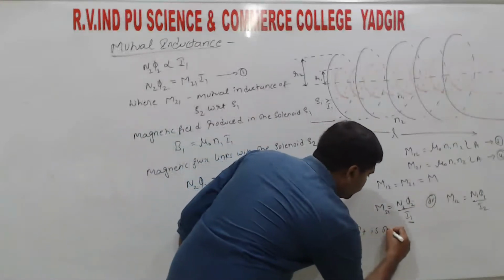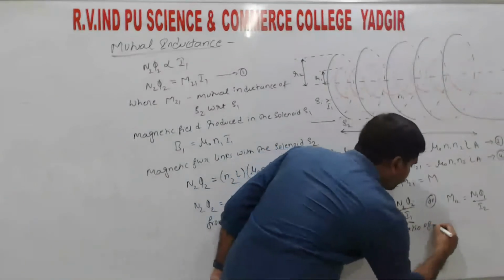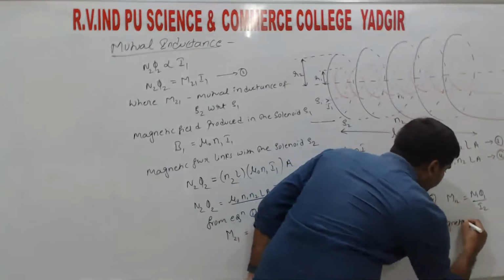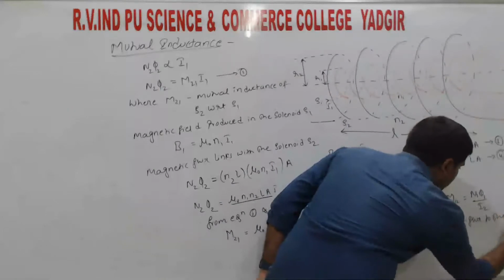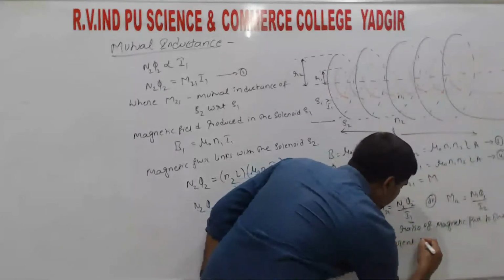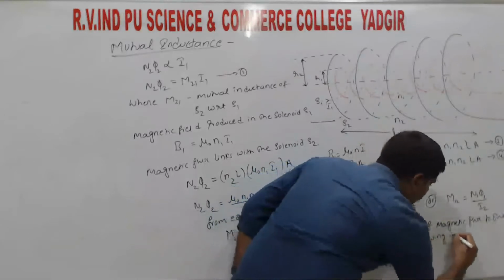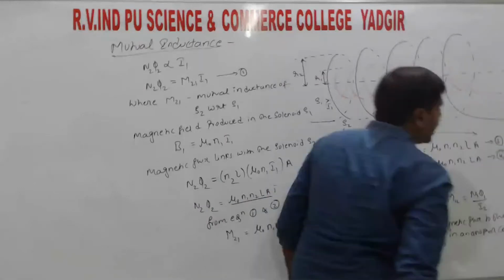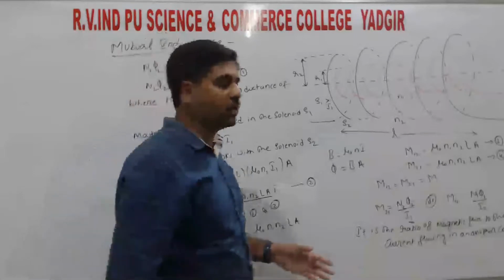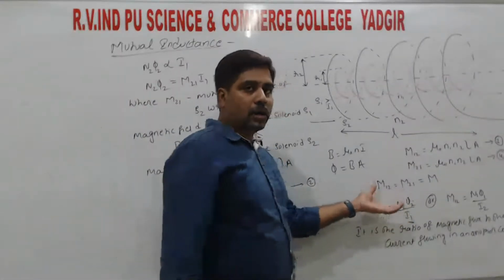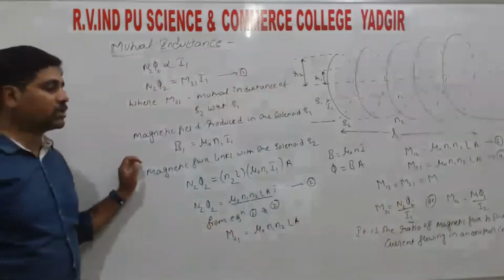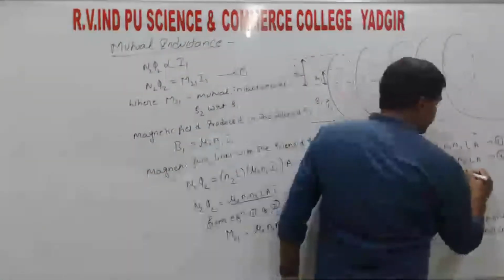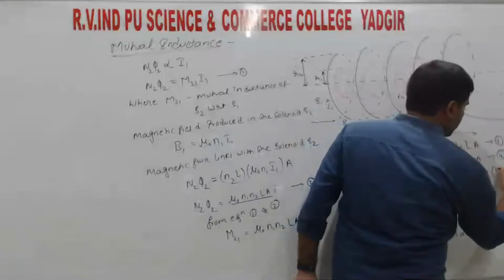So it is the ratio of magnetic flux to the current flowing in another coil. When current flows through a nearby coil, magnetic flux is produced in another coil, where M is a constant. Here also the unit is the same. The SI unit is Henry, that is H.